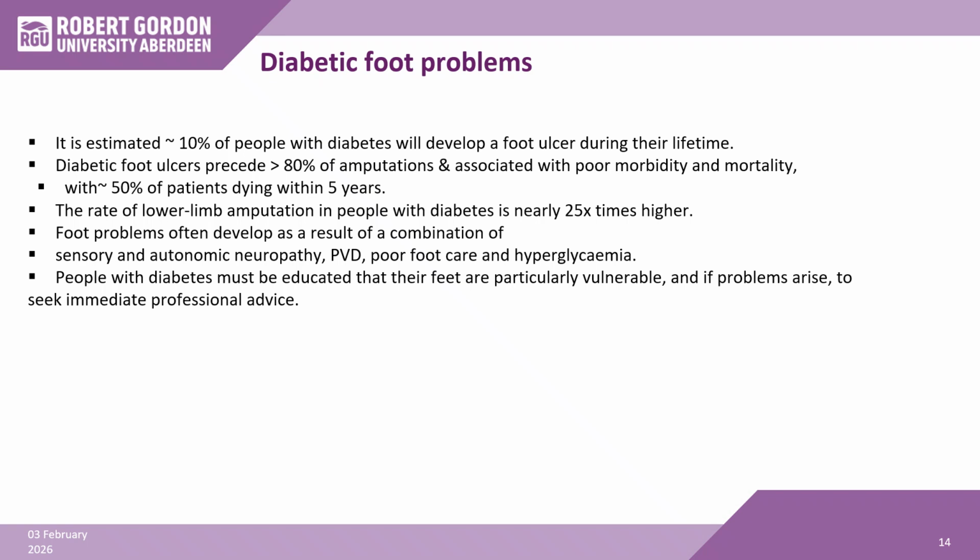Okay. Next is the diabetic foot problem. So it's estimated around 1 in 10 people with diabetes will develop a foot ulcer during their lifetime, and these can proceed to amputations and are associated with poor mobility and mortality, with over 50% of patients dying within 5 years. The rate of lower limb amputation in people with diabetes is nearly 25 times higher compared to the rest of the population.